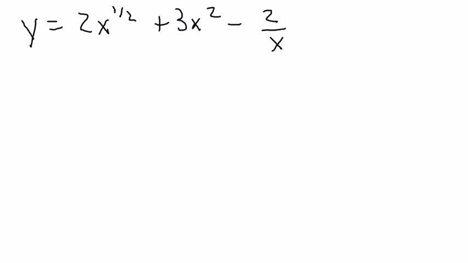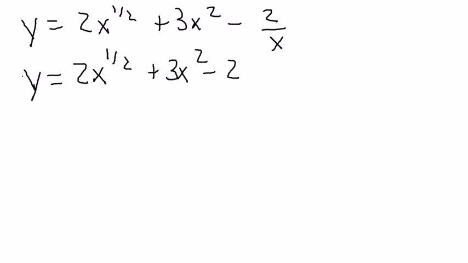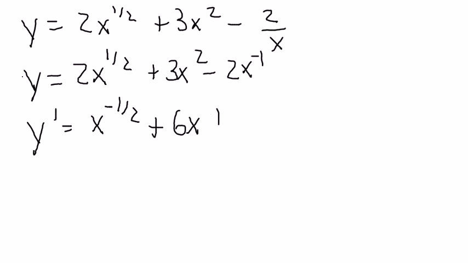Then after we do that, we're going to follow our power rule, and it's a polynomial function, so we can go ahead and take the derivative of each piece individually. So I'm going to write it as y equals 2x to the 1/2 plus 3x squared minus 2x to the negative 1. Now follow the power rule for each one. So y prime is, bring the 1/2 down, multiply it by 2, and that's just 1. So I get x to the negative 1/2. This is going to be plus 6x, and this one's going to be plus 2x to the negative 2. Decrease the power by 1, don't increase it.